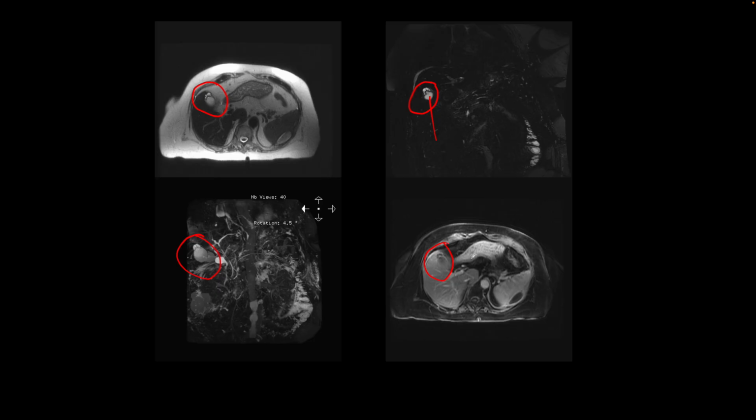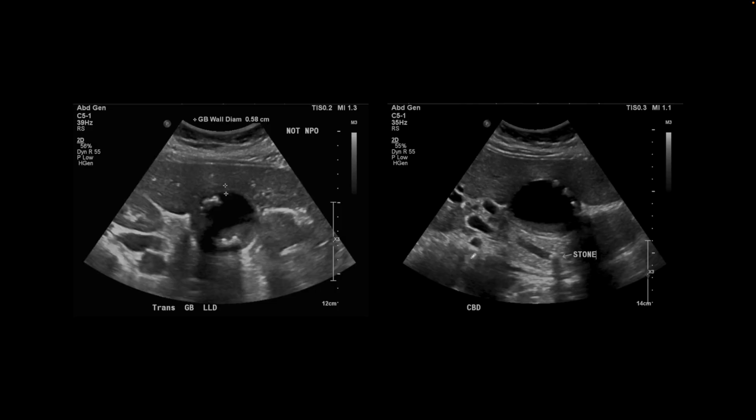And this finding is consistent with adenomyomatosis of the gallbladder that is benign, and it is seen as T2 hyperintense foci like we see here with no contrast enhancement. Here's our next patient. They presented with right upper quadrant abdominal pain.